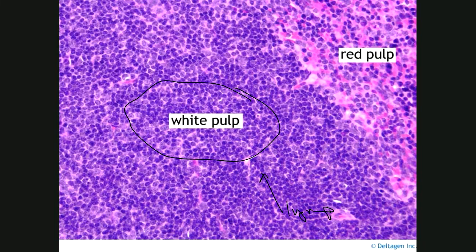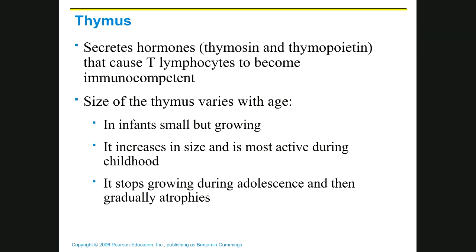Now over here, the red pulp, you can see red blood cells, and you can also see lots of white blood cells too. Most of these are macrophages. Not all of them. Okay, let's look at a different one.